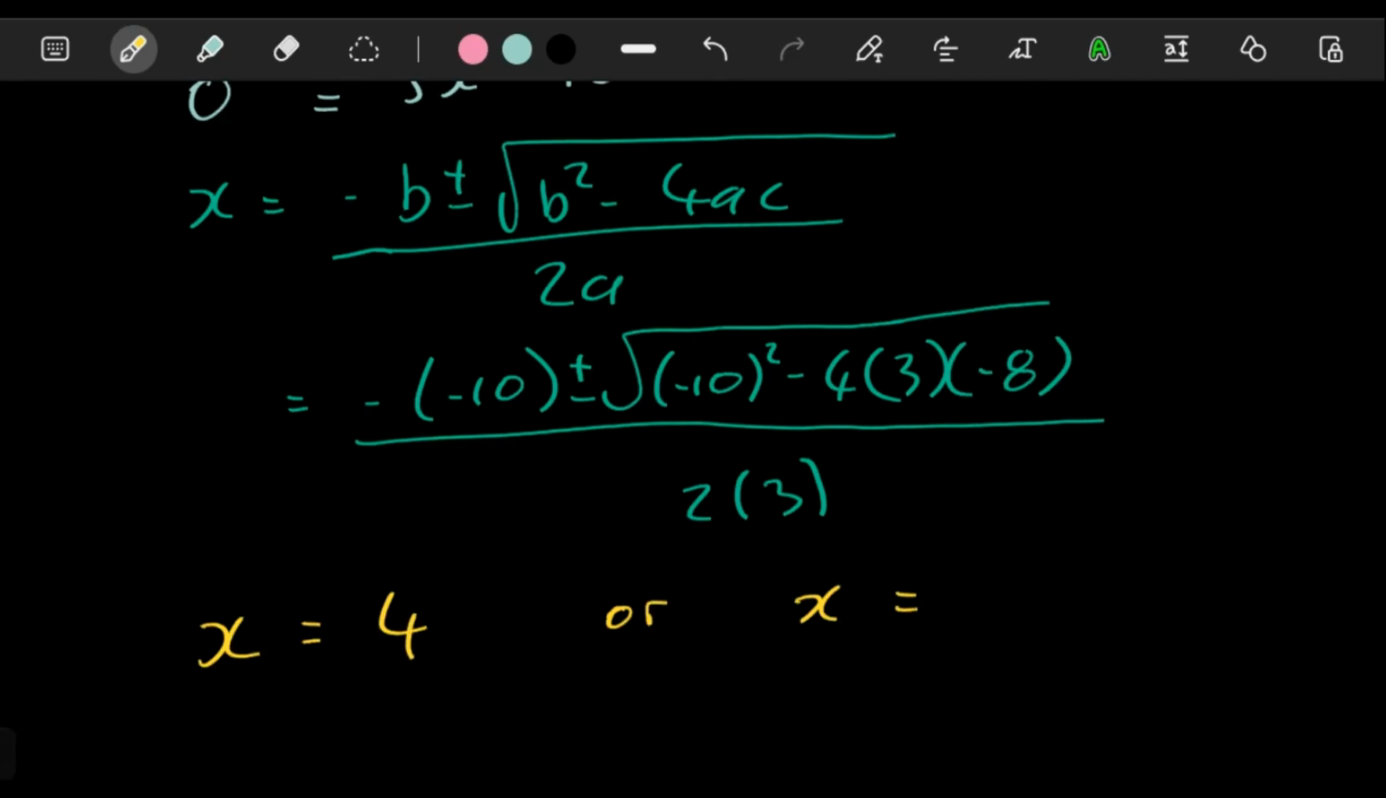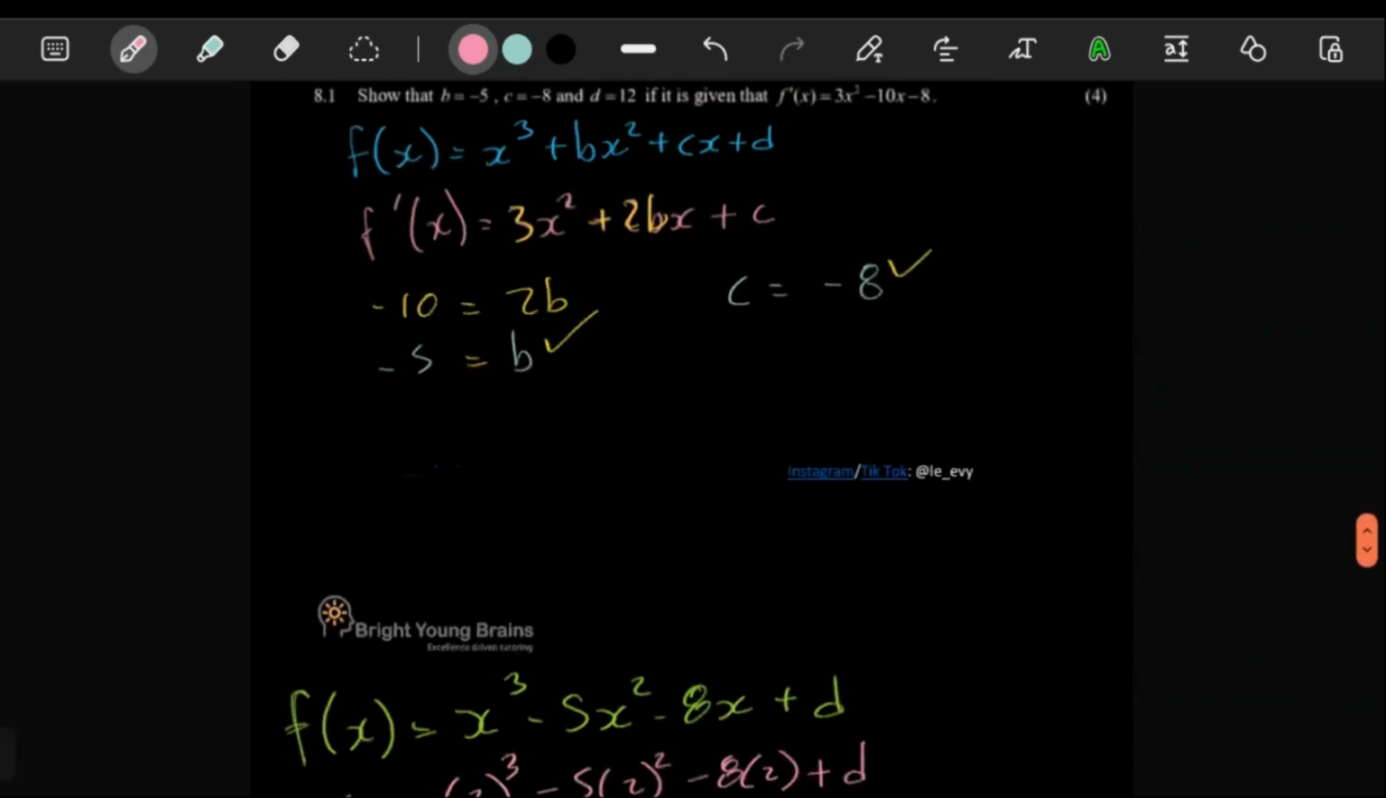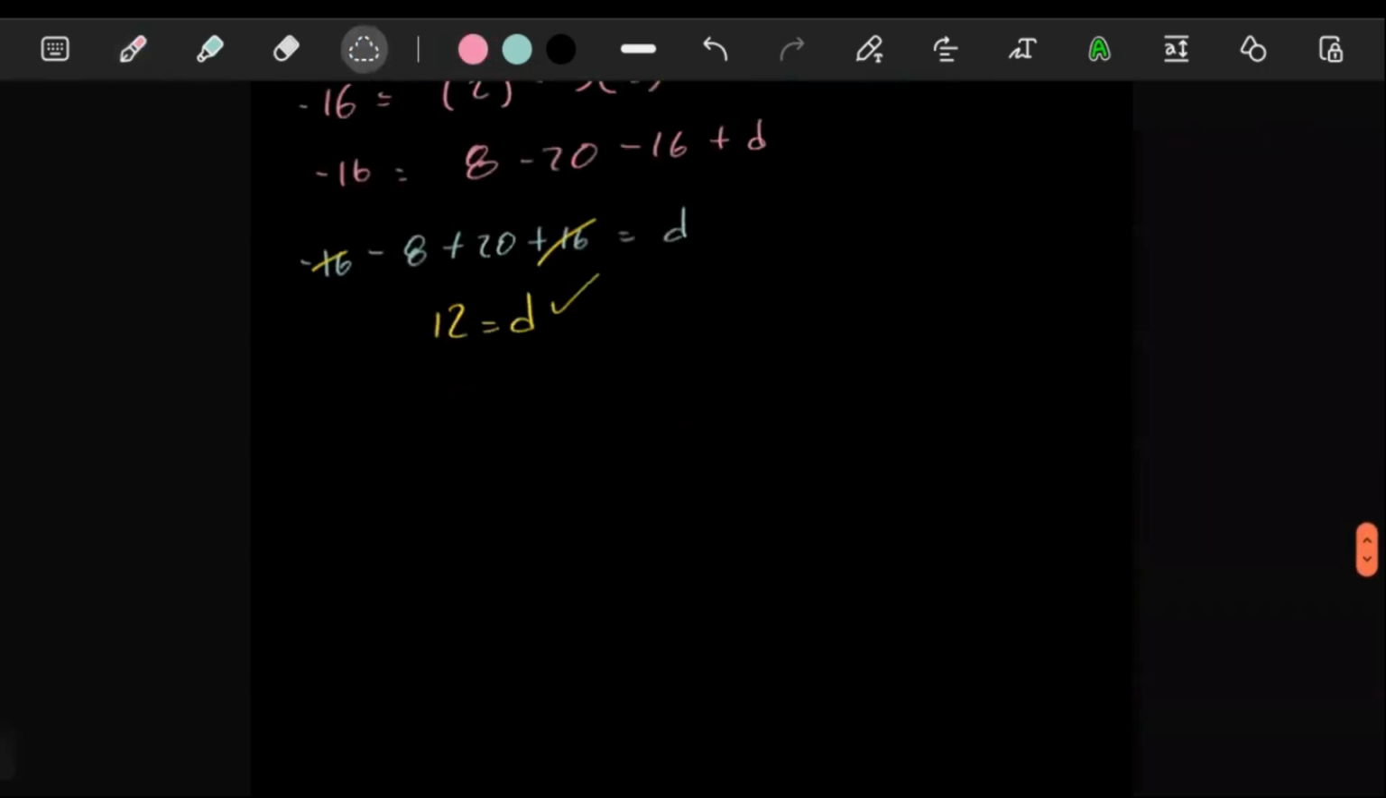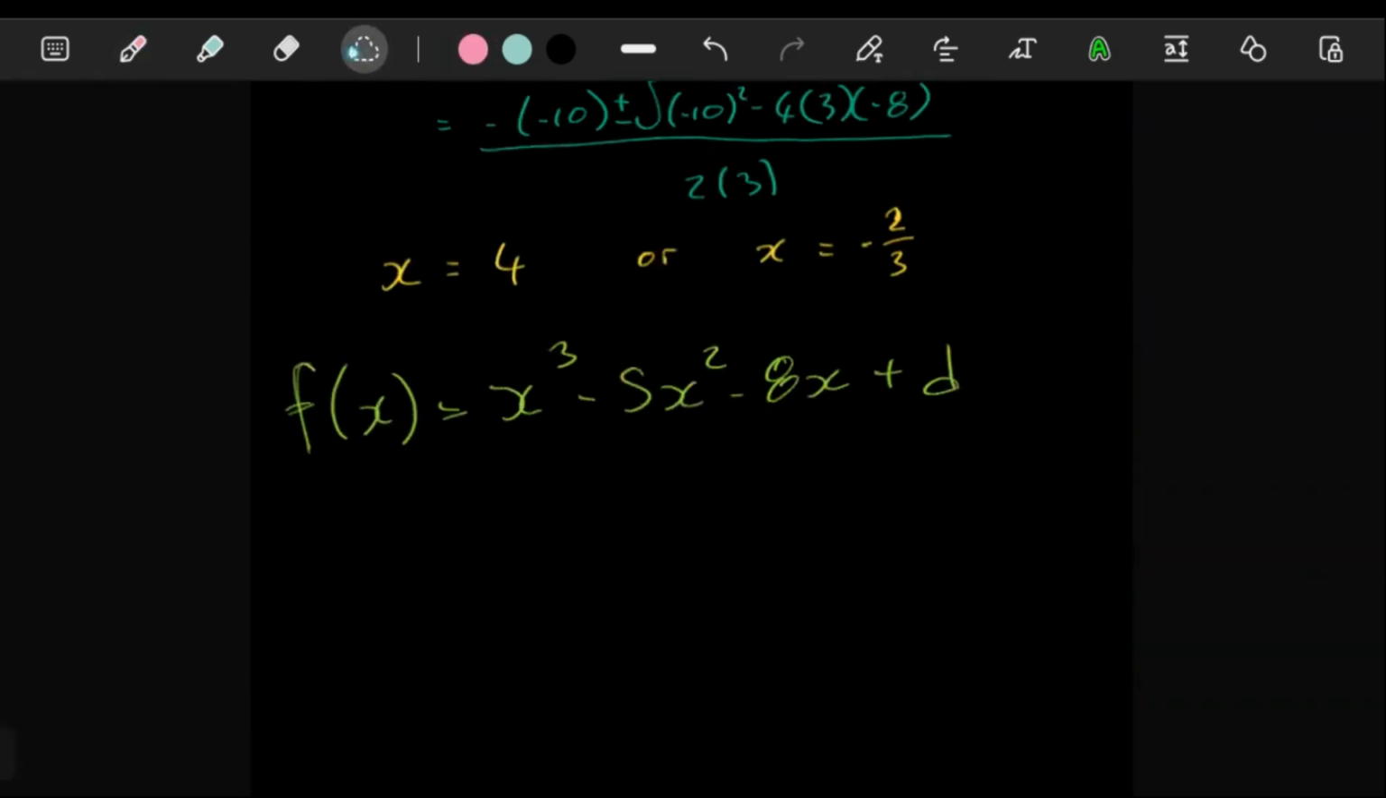The other one is -2/3. Yeah, so in the equation, let me just copy the equation here, get this whole thing, and then our d value, we got it as a 12. We'll put a 12 here.